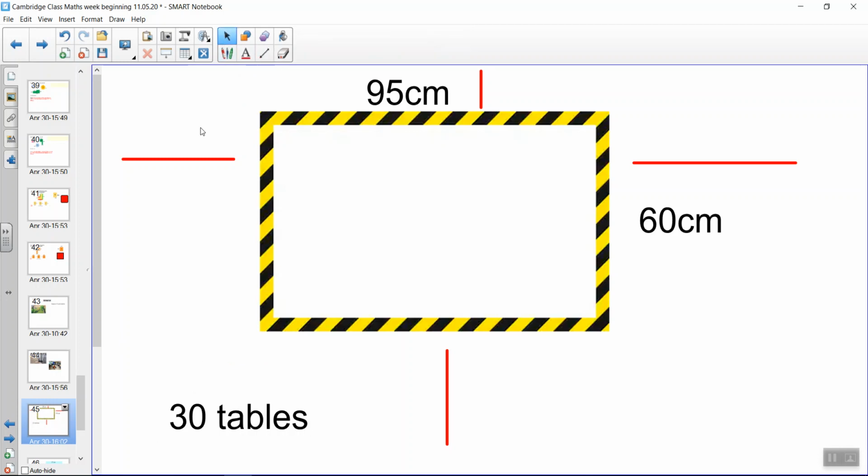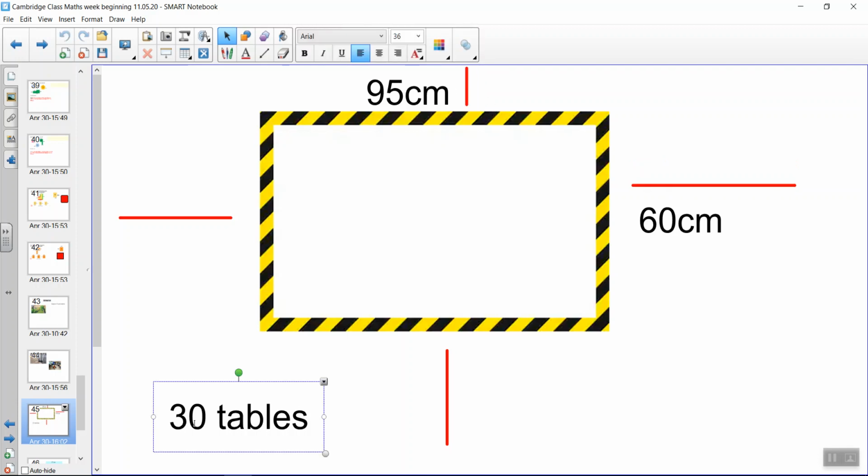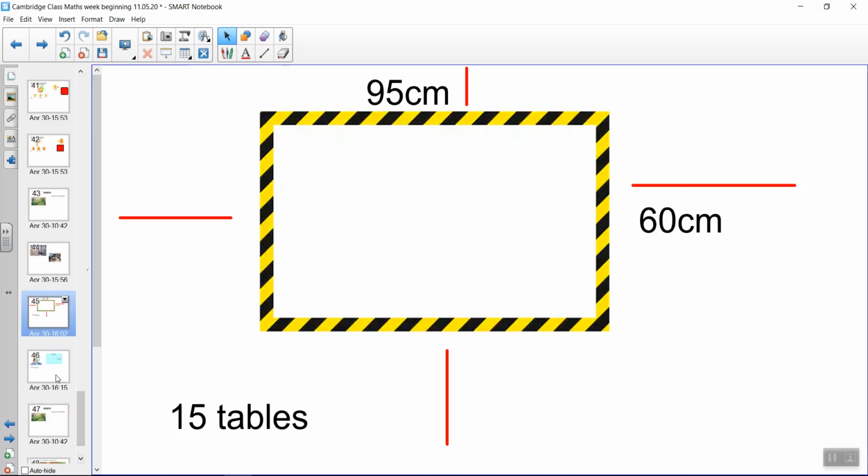So your first job today is to find out how much space I would need if I wanted to have 30 tables in my classroom. Actually, that's a bit mean, really. I'm going to change that because we don't have 30 tables in our classroom because we share them, don't we? So let's stick it to 15 tables. How much space would I need for 15 tables in a classroom? Pause the video and have a go. Or close the video down, have a little go at it, and then come back for the second task. Don't forget to email me with your answers.